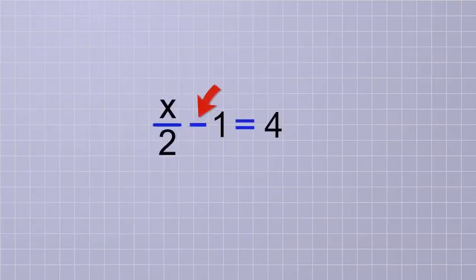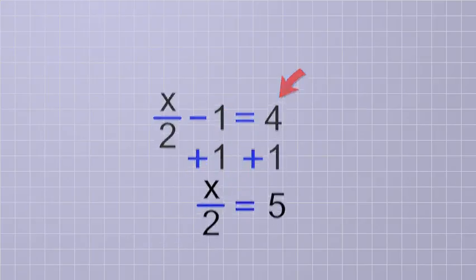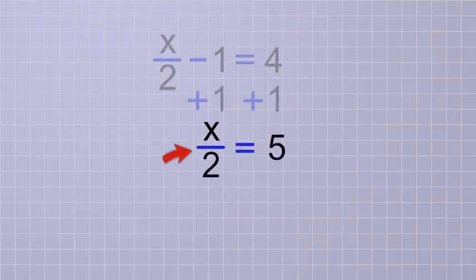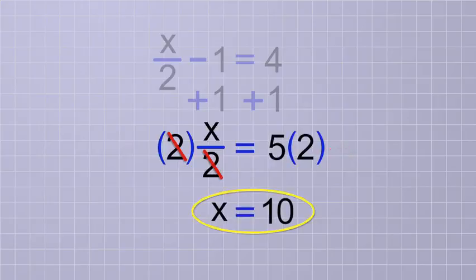To undo the subtraction, we add 1 to both sides of the equation. On the first side, the minus 1 and the plus 1 cancel out, leaving just x over 2 on that side. And on the other side, we have 4 plus 1, which is 5. And then, to undo the divided by 2, we need to multiply both sides by 2. On the first side, the 2's cancel, leaving x all by itself. And on the other side, we have 2 times 5, which is 10. So our answer is x equals 10.